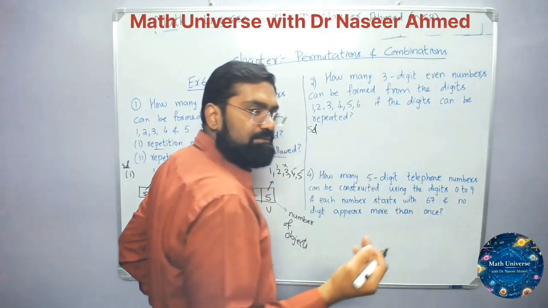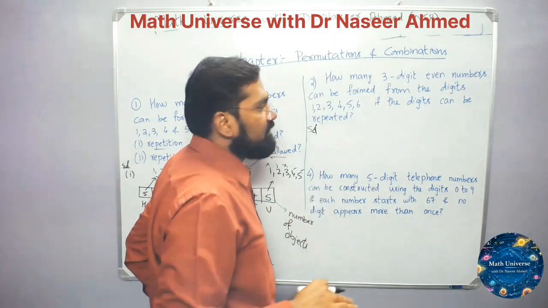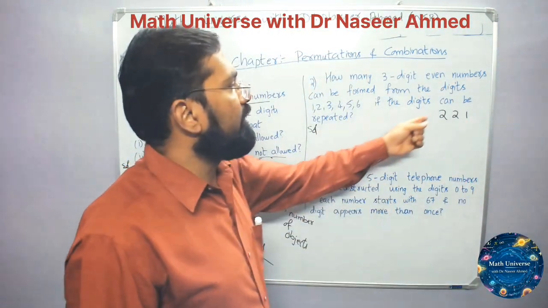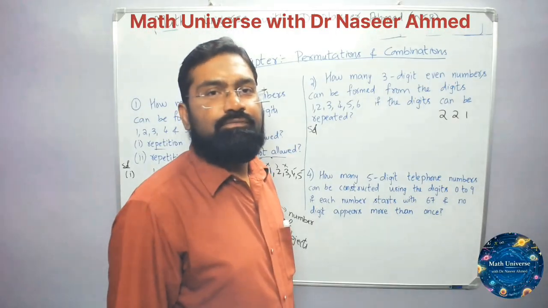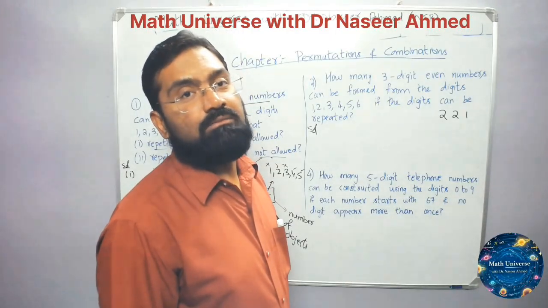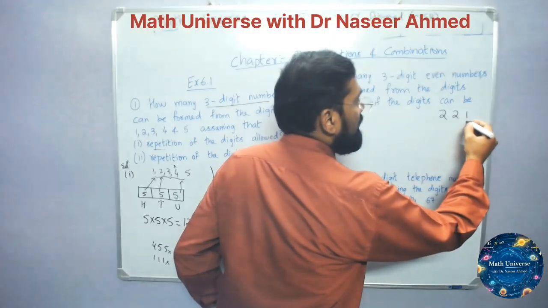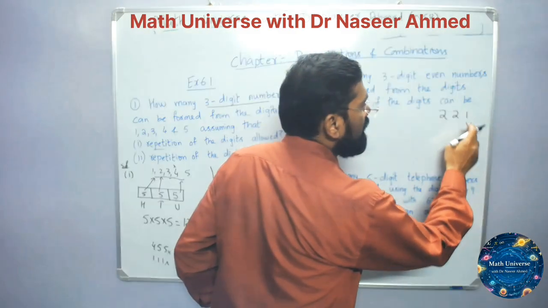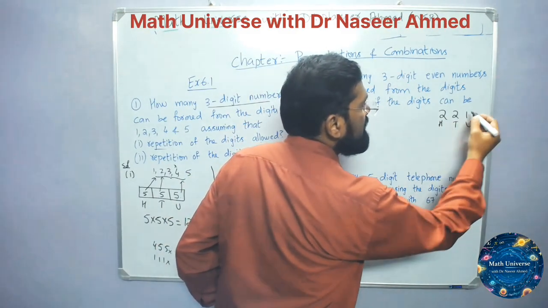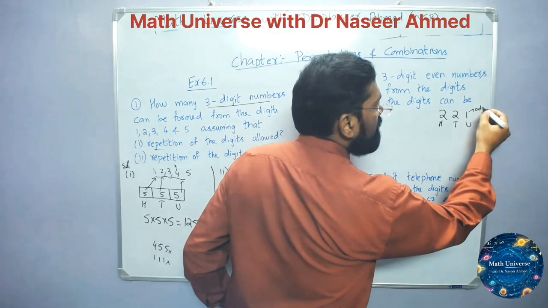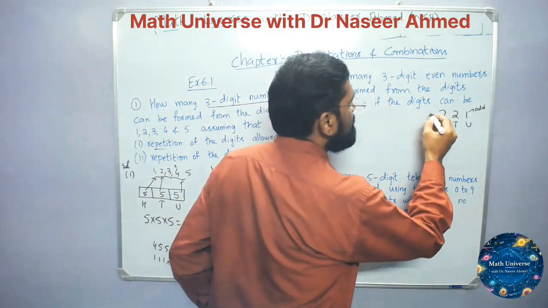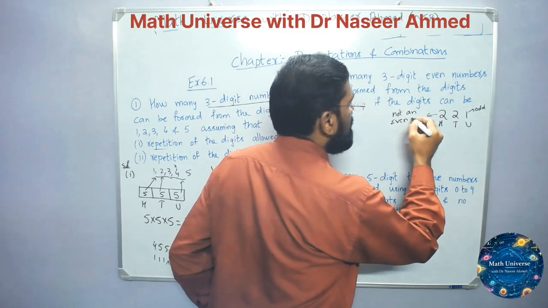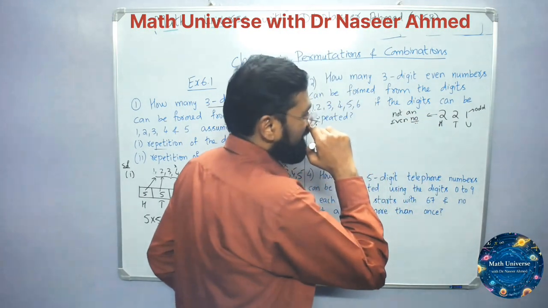I will just write a 3-digit number. You should say whether it is an even number or an odd number. What do you think? 221. Is it even or odd? Which type of number is it? Don't forget, the unit place number will decide whether it is even or odd. This is your unit place, this is your 10 place, and this is your 100 place. Since 1 is odd, it is not an even number.